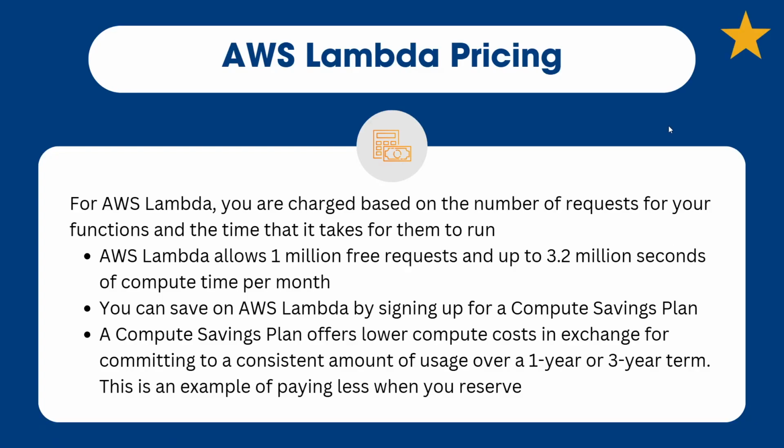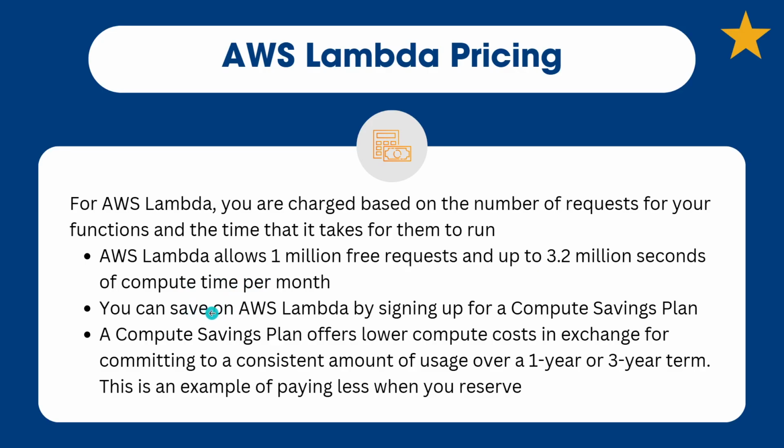So let's take a look at a few different pricing examples. Let's start with AWS Lambda. For AWS Lambda, you're charged based on the number of requests for your functions. Remember, those functions can trigger actions, and you're also charged for the time that it takes for them to run. Lambda does allow 1 million free requests and up to 3.2 million seconds of compute per month.